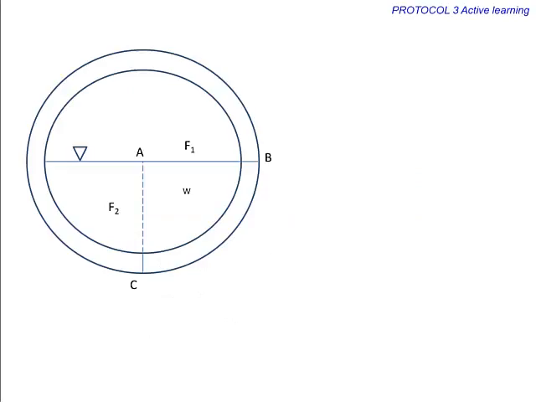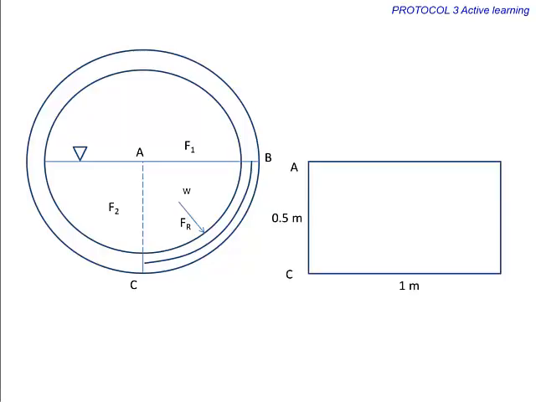Consider a drainage tank of 1 meter diameter, filled with water as shown in the figure. Calculate the hydrostatic force acting on the curved surface per unit length of the pipe. Since the drainage is open to atmospheric pressure, its effects cancel out. In this case, F1 is due to atmospheric pressure and it can be neglected.